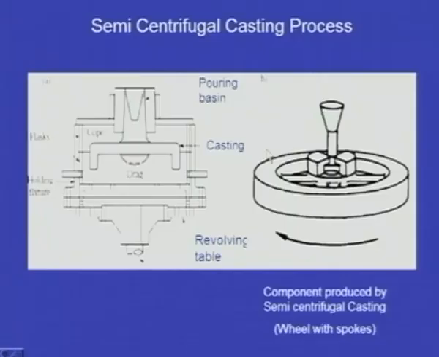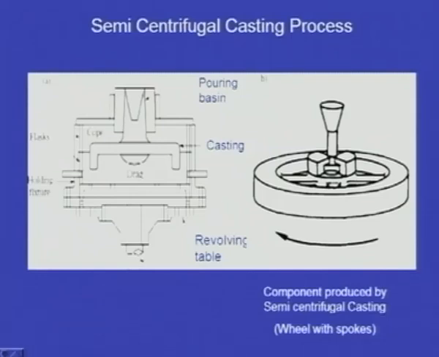And the other type of centrifugal casting process is semi-centrifugal casting. In the case of true centrifugal casting, the axis of the molding boxes or the axis of the metallic molds is horizontal. Here the axis is vertical.